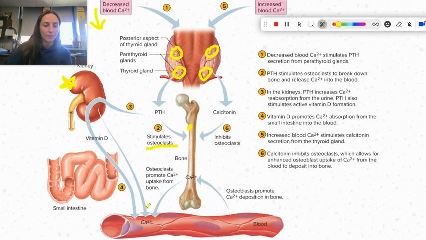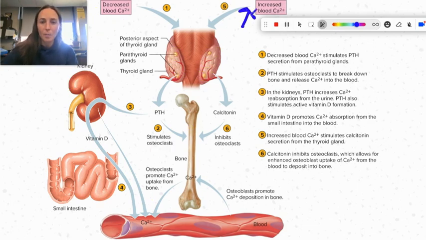If we have any calcium in our diet, the small intestine is going to take that calcium and absorb it into the bloodstream, so we've got lots of calcium to use. So on the opposite end there, right, we've got a lot of calcium in our blood.